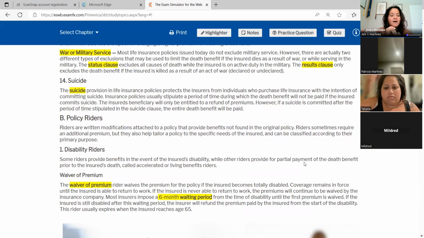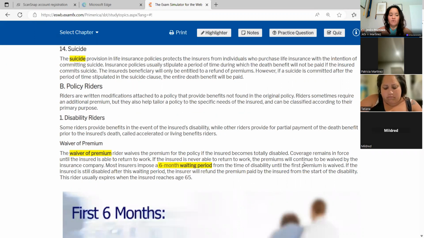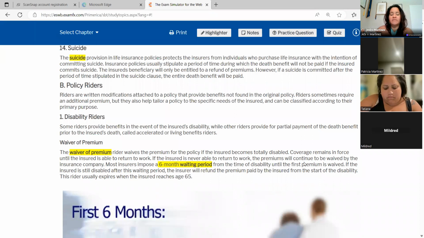Never the answer. Policy riders are written modifications attached to a policy that provide benefits not found in the original policy. Sometimes they require an additional premium, but they also help tailor a policy to the specific needs of the insured. So you have a few riders that we're going to cover here. One of them is the child rider that we were talking about before. You also have disability riders.